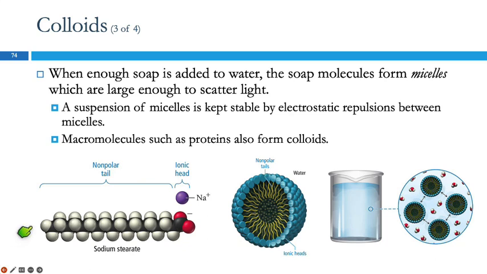So this is an illustration of a soap molecule. Most of it is this carbon-hydrogen chain, which is nonpolar, but then at one end we have two oxygens. And so this end is polar and the rest of it's nonpolar. So we call this the ionic head of the molecule. So when you put these guys in water, water is polar, this part is not polar. It doesn't get along with the water very well, right?